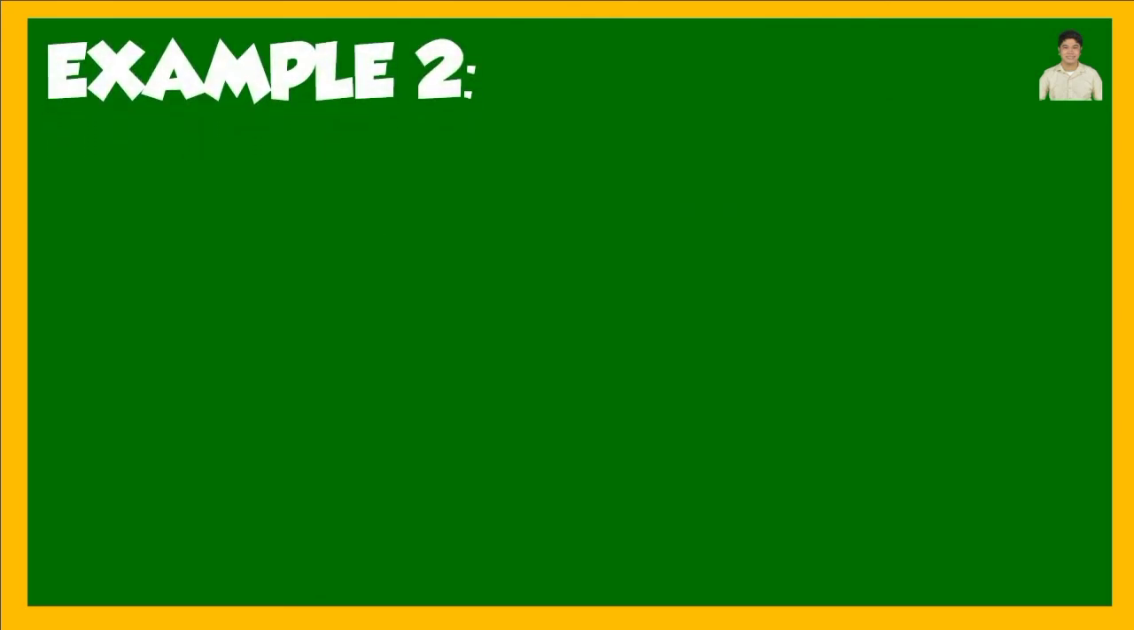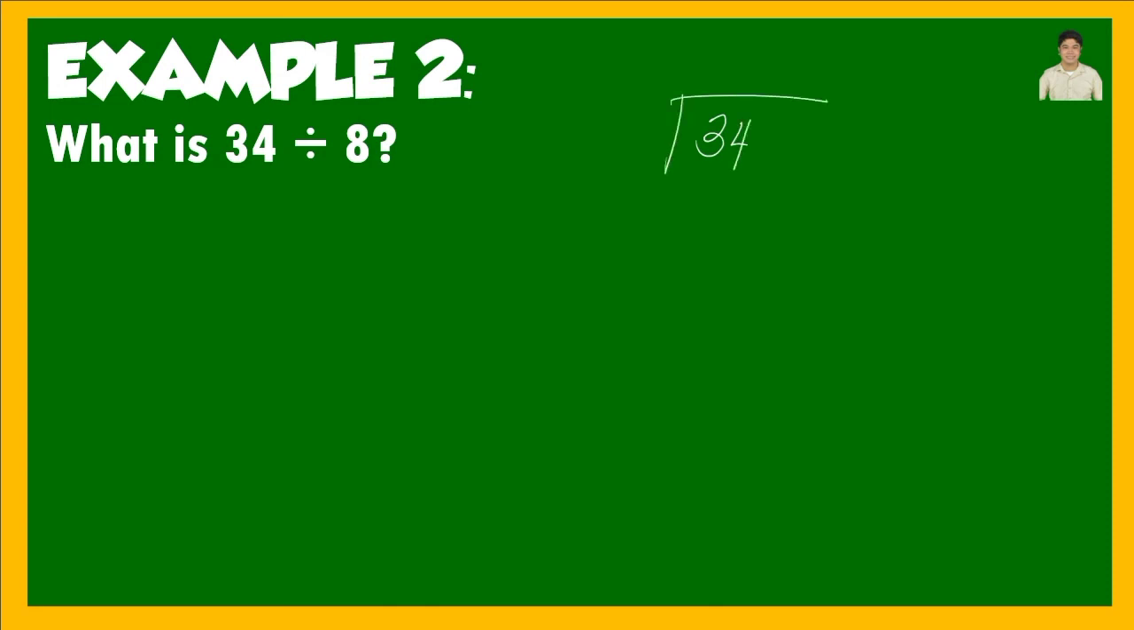Let's proceed to the second example. What is 34 divided by 8? So, a two-digit whole number will be divided by a single-digit whole number. So, 34 divided by 8. Ayan. 34 divided by 8, we have 4. Because 4 times 8 is 32. Next, we subtract 4 minus 2, 2.